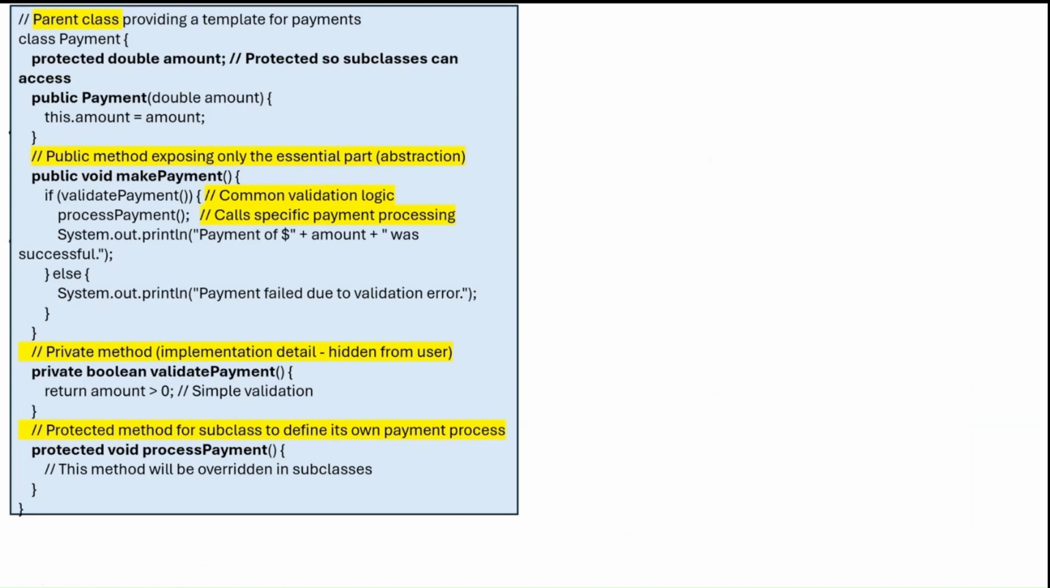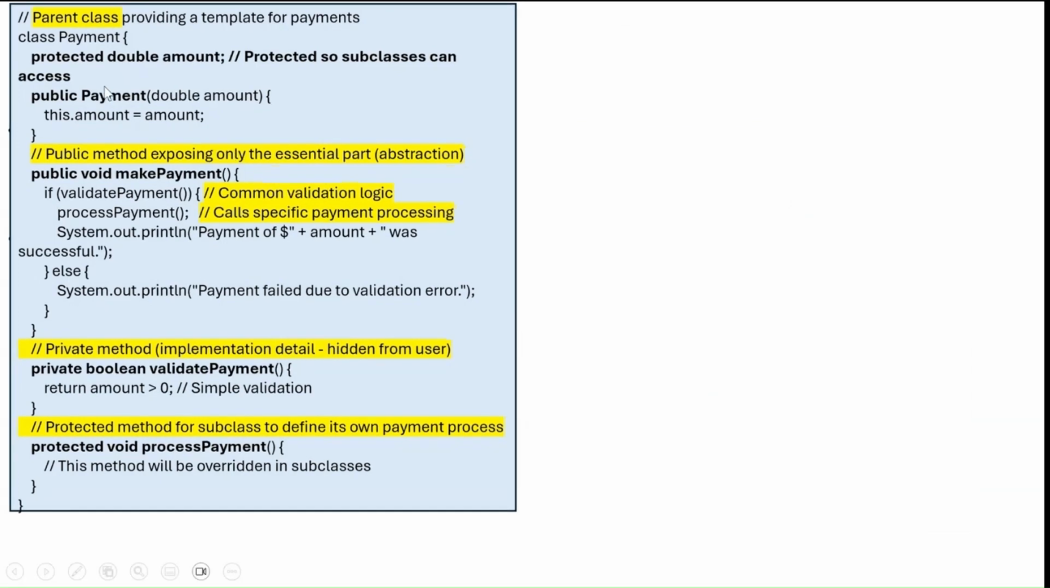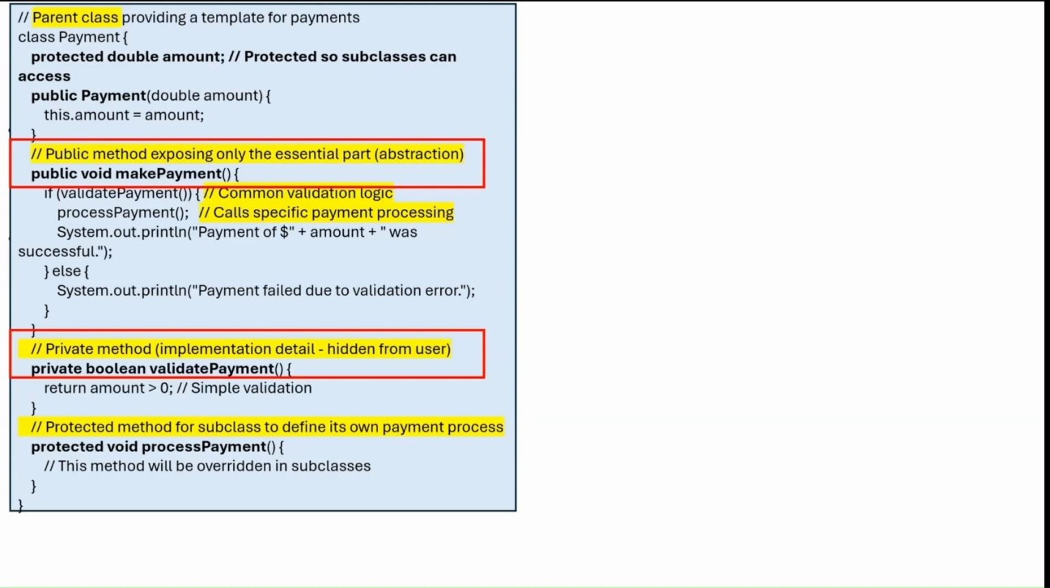Let's understand using an example in Java code. So this is a payment parent class which has this makePayment public method, right? And it is exposing only the essential part. But if we look inside the makePayment method, there are two private or protected methods which are actually doing the validation and payment processing logic.